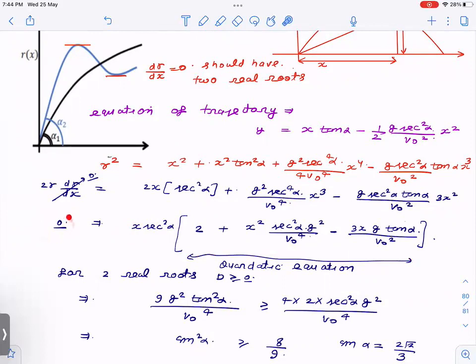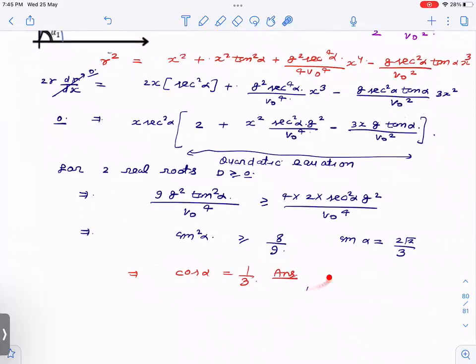And dr by dx is equal to 0. For these two points to exist, this quadratic should have two real roots. You know the condition: the discriminant should be greater than or equal to 0. So this is ax square plus bx plus c, and the discriminant b square is greater than or equal to 4ac. You will see that g square and v power 4 cancel, and you get sine square alpha greater than or equal to 8 by 9. Sine alpha becomes 2 root 2 by 3. So that gives you cos alpha equal to 1 by 3. This was the answer given, right?